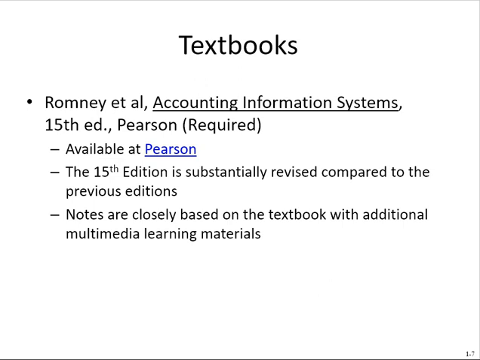Textbooks. So we are using Romeo et al. Accounting Information System, the 15th edition. The book is available at Pearson. You can get e-text, I think, pretty good price from their website. The 15th edition is substantially revised compared to the previous editions because of the data analytics, which is completely new in the new edition.